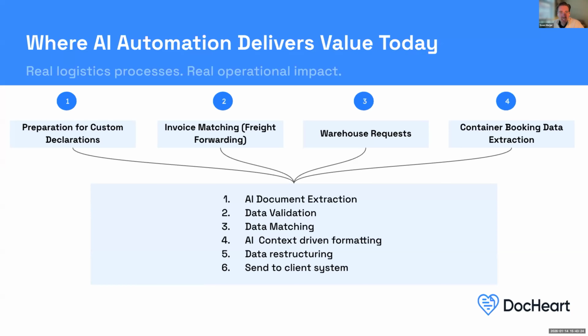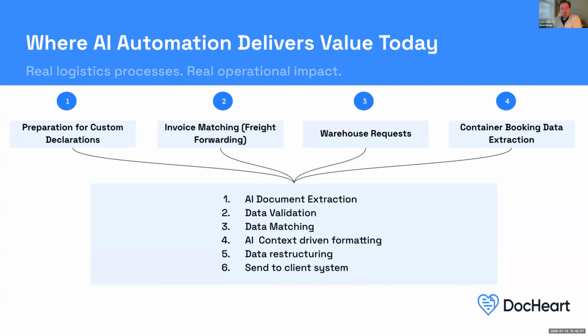Another really big use case at the moment is invoice matching, and then especially in freight forwarding. Some of our clients receive thousands of invoices per week, all of which must be matched correctly with their internal system. This used to be fully manual and very time-consuming work. We automate this end-to-end using AI extraction and data matching with very high accuracy, fully integrated into the system, and essentially, this is a robot working in the background.